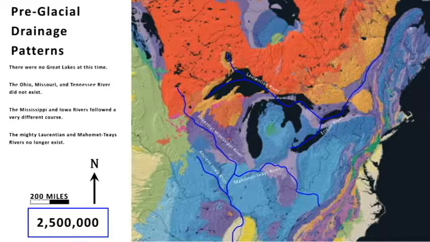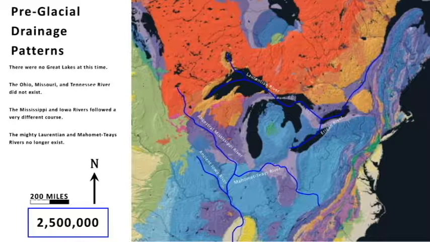In the upper left hand corner, you're going to see some tidbits of information. Just read it as you want. I did it so I wouldn't have to talk during these slides, but this first one I am going to talk about, because this one is 2.5 million years before present. The reason I'm showing it to you is so you can get a sense of the pre-glacial river patterns that existed before the ice ages started in North America.